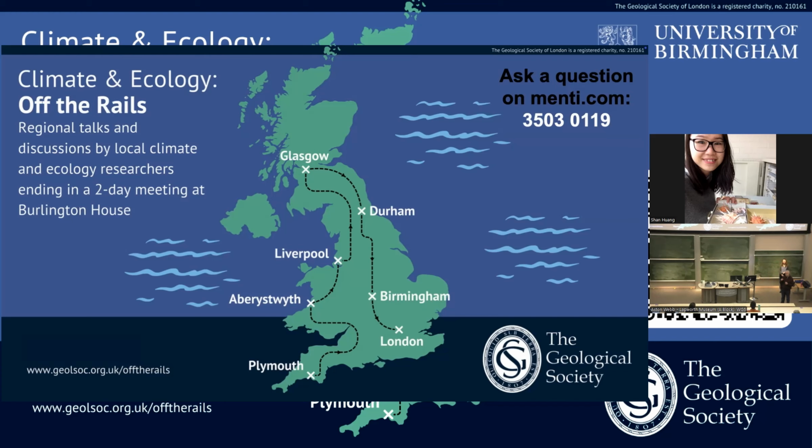My name's Steve Grimes. I'm the John Sock Theme Lead for Climate and Ecology, and I've been helping to organise this series of talks that's happened around the UK. It started off in Plymouth, my hometown, where I'm based at the university there, and then extended up to Glasgow, and then back down now to Birmingham. The series finishes with a two-day meeting in Burlington House in early September.